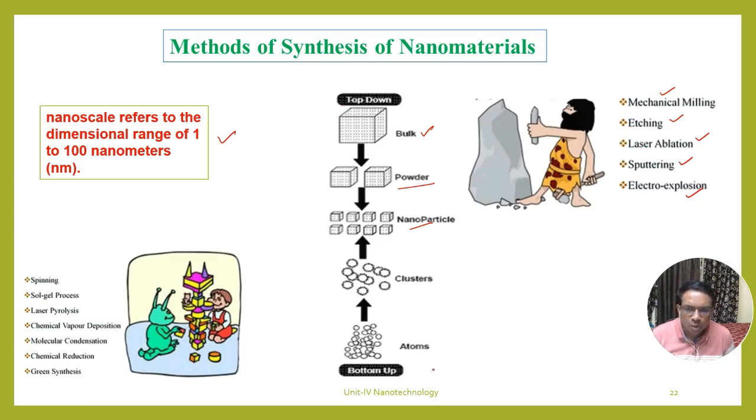When it comes to the bottom-up, we will take small atoms or molecules in a liquid form and then we will do different processes like the sol-gel process, laser pyrolysis, chemical vapor deposition, molecular condensation, chemical reactions. So there are different methods. By using them, we will make the clusters. From clusters, we will make the nanoparticles.